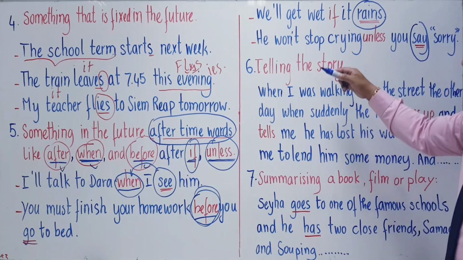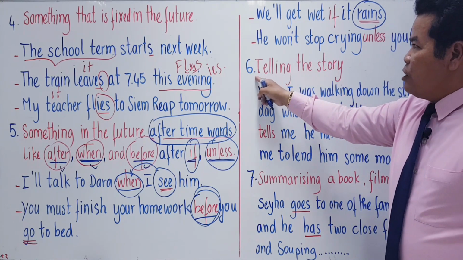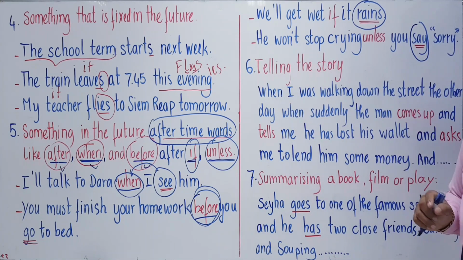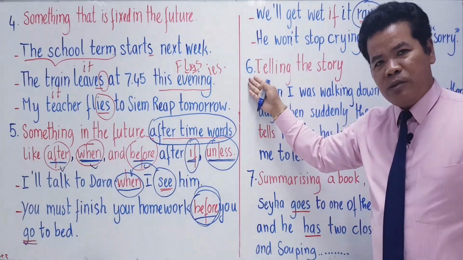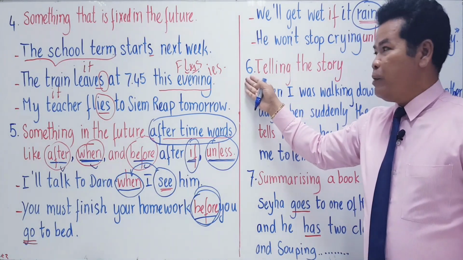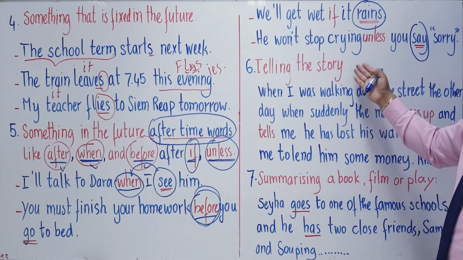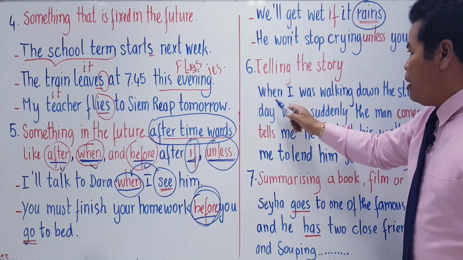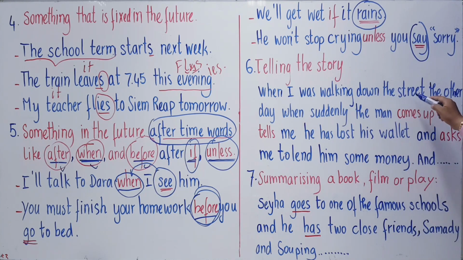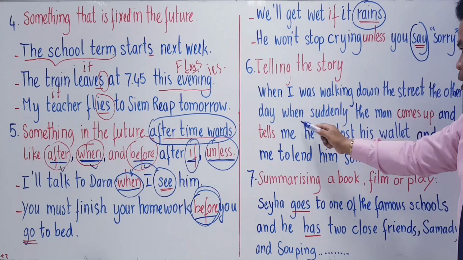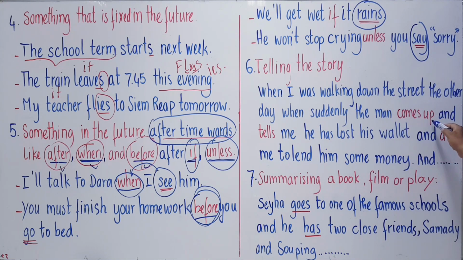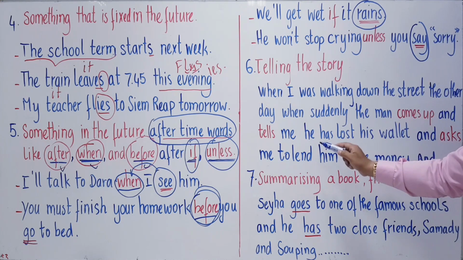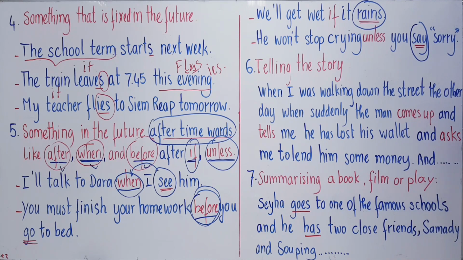Okay? Let's go to number 6. Present simple tense is used to talk about telling a story. When we talk about telling a story, you have to use the present simple. Okay? For example, when I was walking down the street the other day, suddenly the man comes up and tells me he has lost his wallet and asks me to lend him some money and blah blah blah.